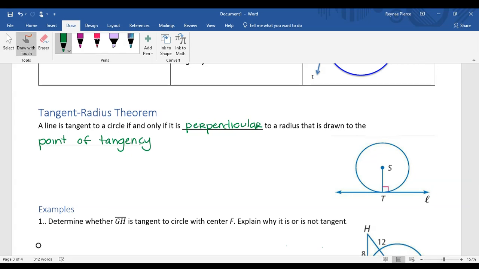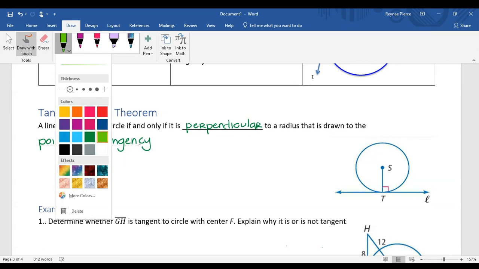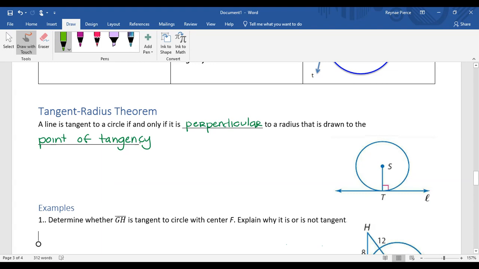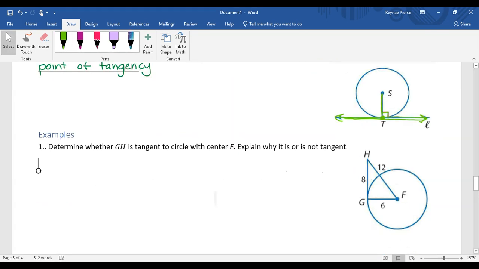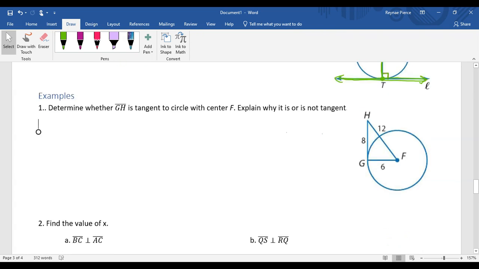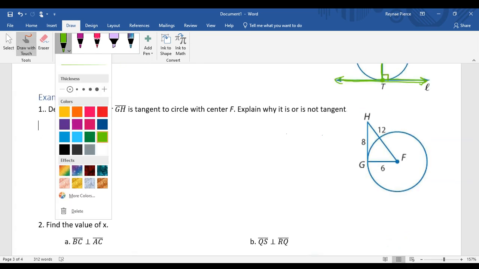So in this picture here to the right, point T is the point of tangency. ST is a radius, which means that line L here is perpendicular because L is tangent to the circle at point T. A couple different kinds of examples that we will focus on specifically.